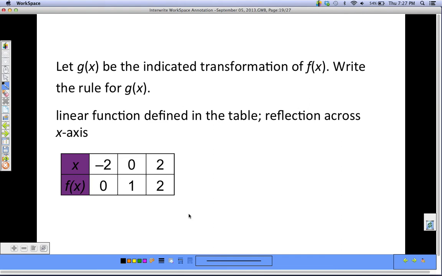Let's take a look at this. We've got a linear function in this table, and we need to reflect it across the x-axis. Now, let's first find our equation. Shouldn't be too bad. We need to just do the change in our x, which increased by 2, and our change in y, which increased by 1.